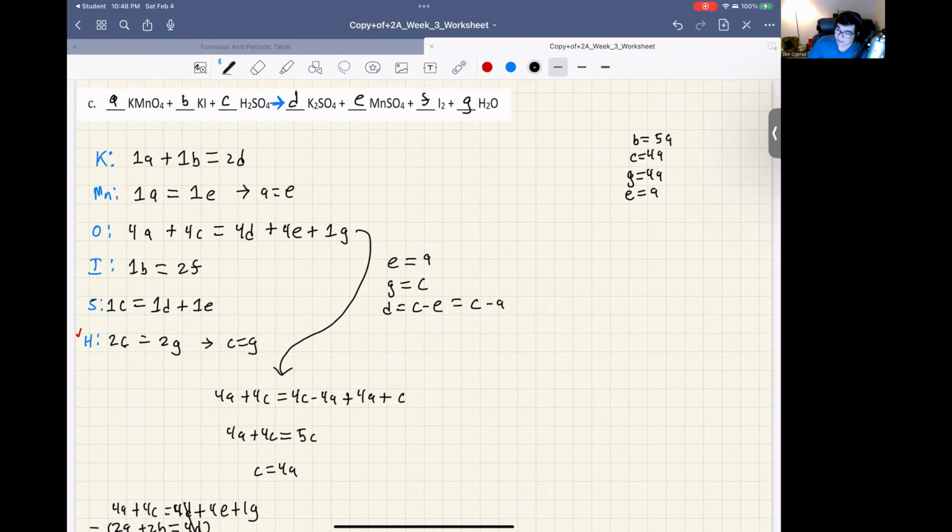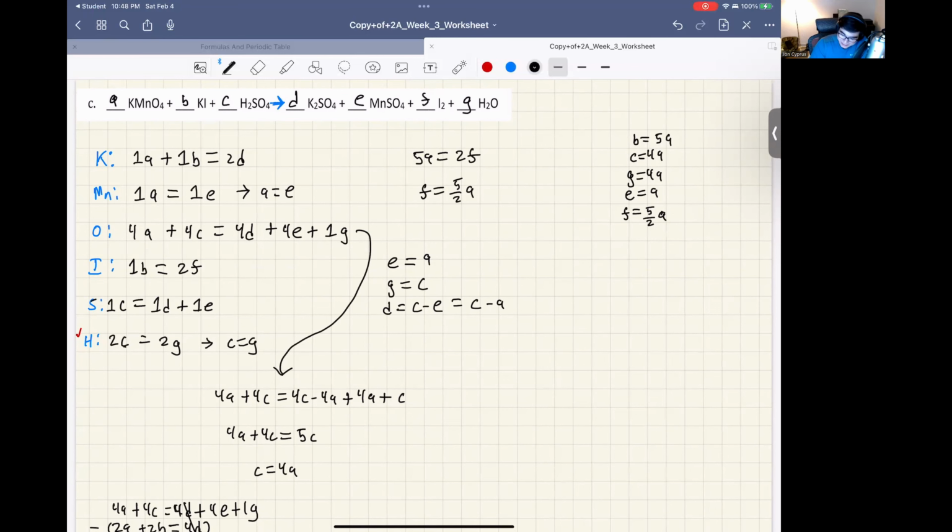I know that B is 2F. So if B is 5A, that's 2F, right? F has to be 5 over 2 times A. And then I think that's it. So we have B, C. We don't have D. Actually, we do have D.